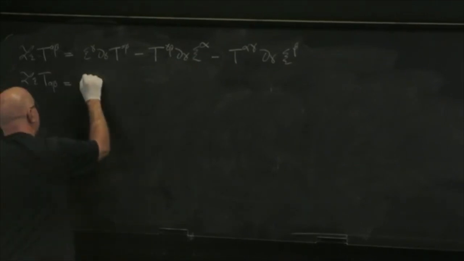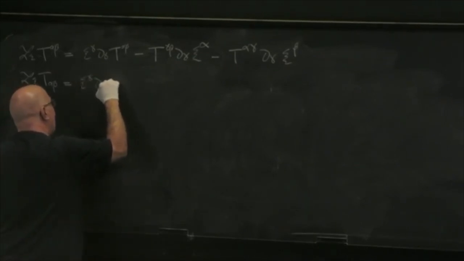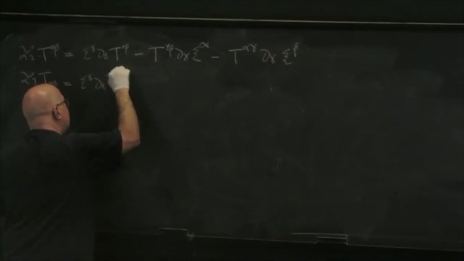If we have all the indices down, well, it's going to be a generalization of what we had there for the covector. So first we have a derivative in the direction of xi, as before.